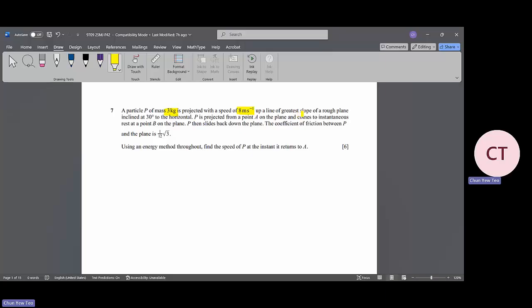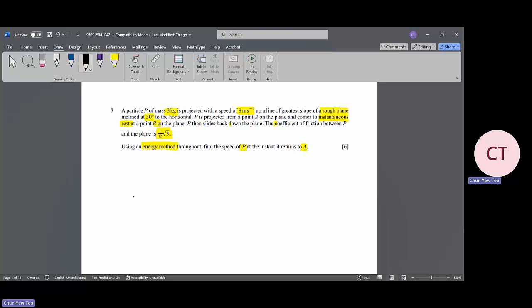...per second up a line of the slope of a rough plane inclined at an angle of 30 degrees to the horizontal. The particle P is projected from a point A on the plane and comes to instantaneous rest at the point B on the plane. P then slides back down the plane. The coefficient of friction between P and the plane is root 3 over 12. Use the energy method throughout. Find the speed of P at the instant it returns back to A.